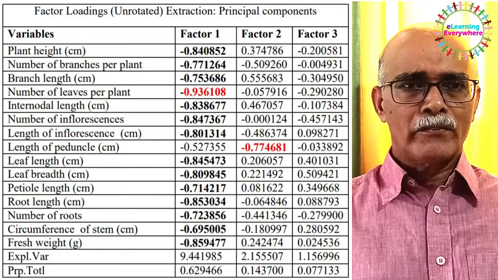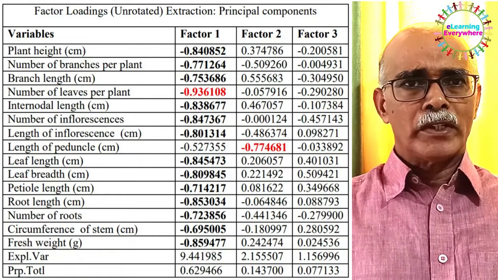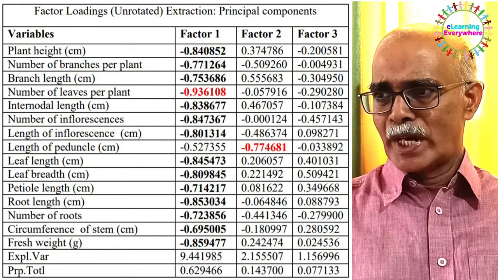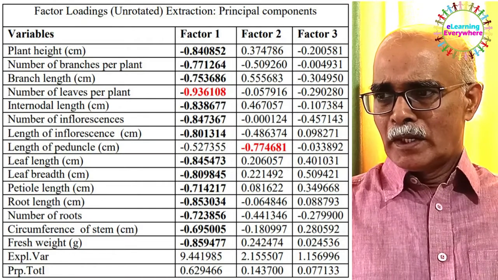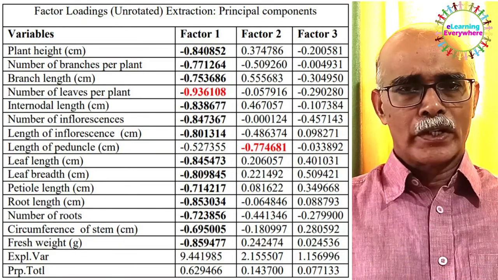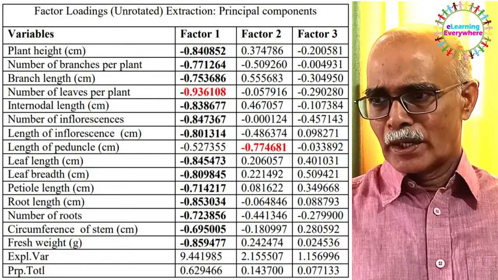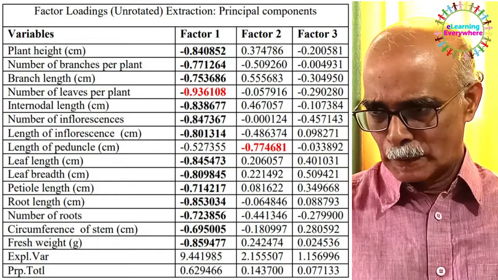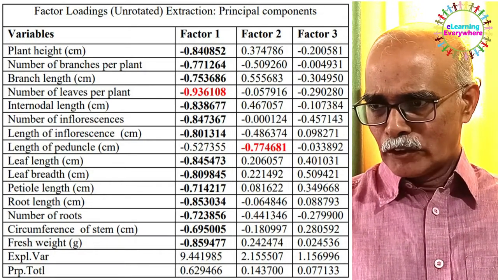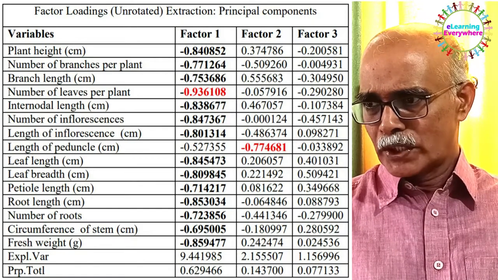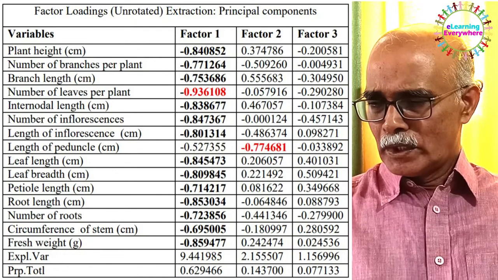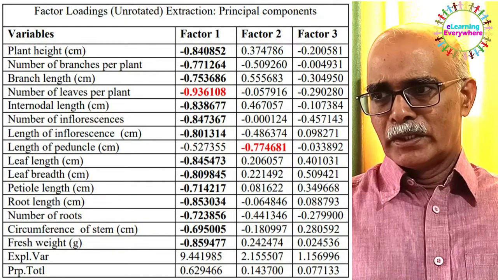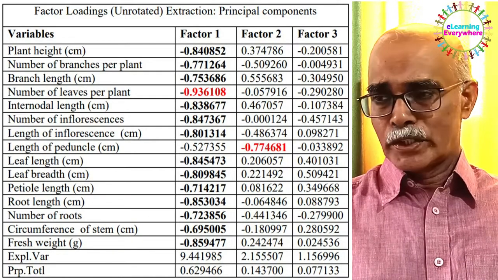the second factor. Or in other words, even though each and every character contributes a considerable degree of variation to factor 1, factor 2 and factor 3, the highest contribution in the case of all the 14 characters is towards the first factor, and length of peduncle contributes more significantly towards factor 2. So here you have thus classified the 15 variables into two factors, two groups.